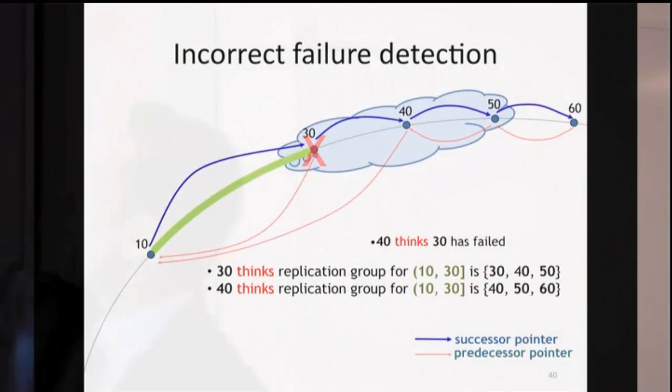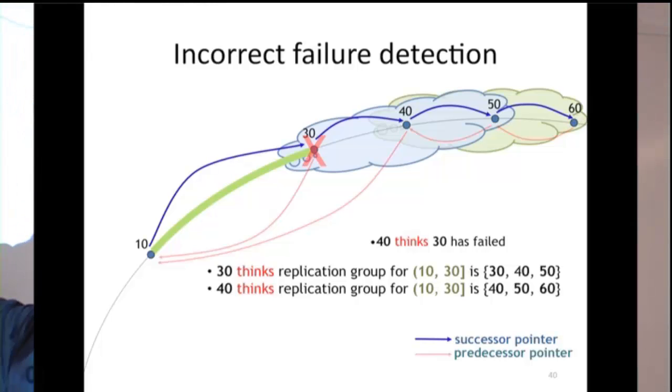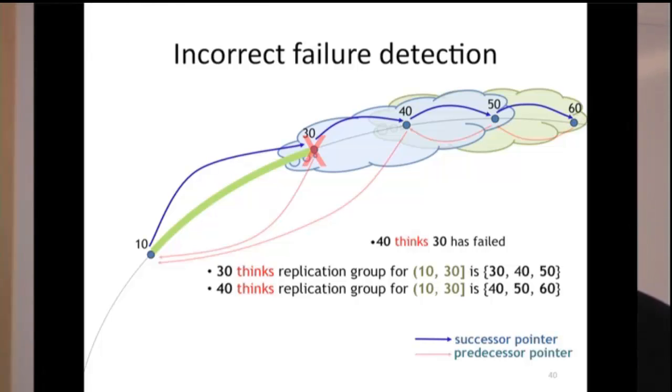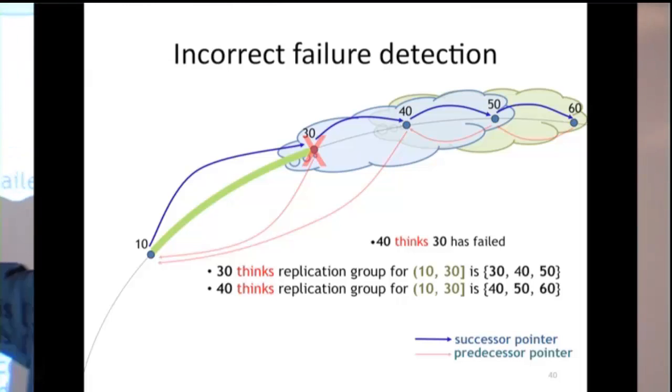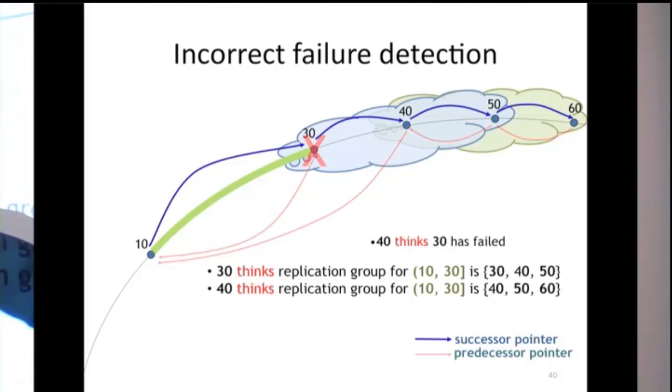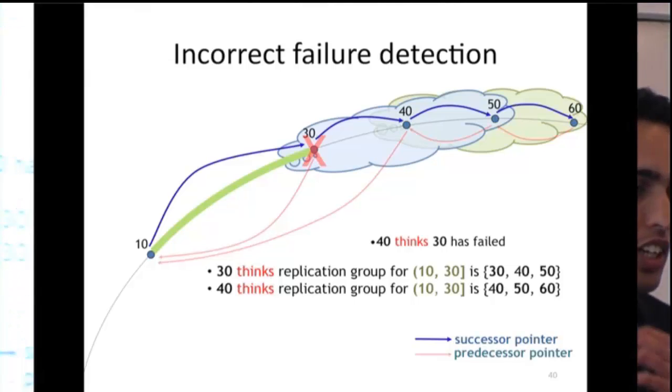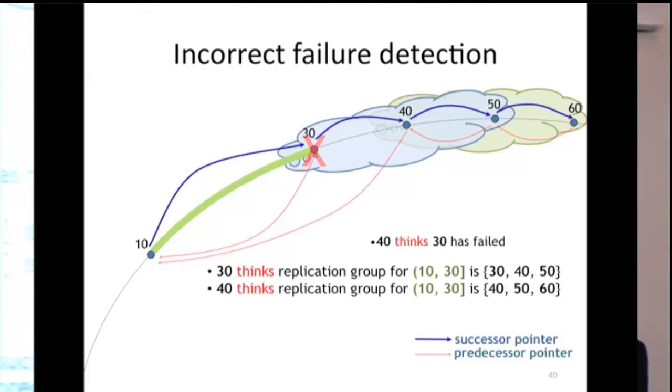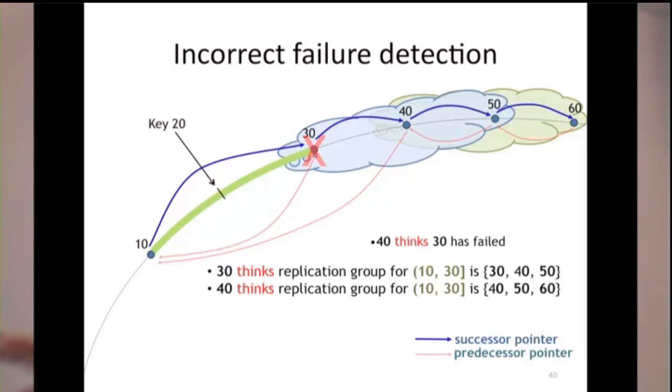On the other hand, 40 thought that 10 is dead. So the way he thinks of the replication is that he is responsible for this key range as well. So the replication group is 40, 50, and 60, because he thinks that this guy is dead, so he has to be storing these keys. Looking here, you can clearly say who's the replication group, but in an asynchronous network, nodes are completely decentralized. They don't have a full view. This is what happens.